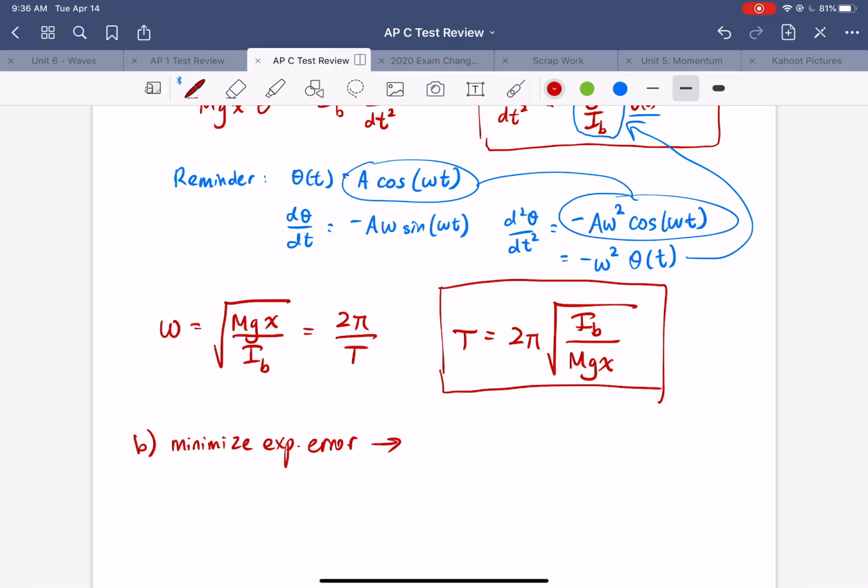So the way we minimize experimental error is to count the time for 10 oscillations, and then divide that by 10 to get our measurement of the period instead of just counting one oscillation.